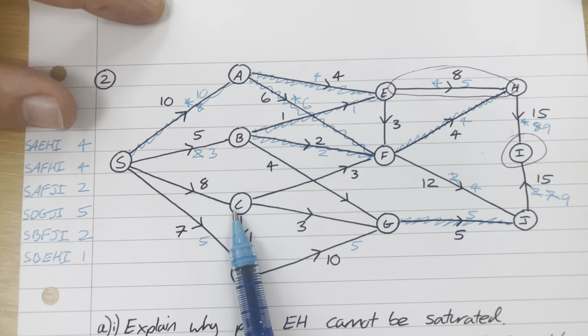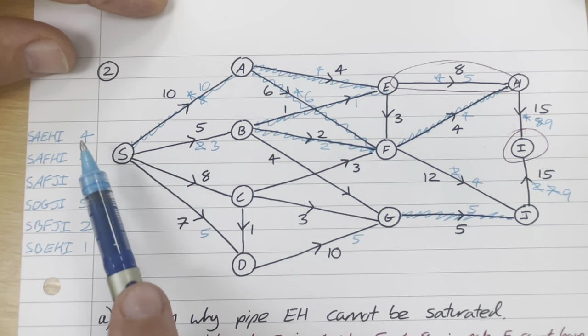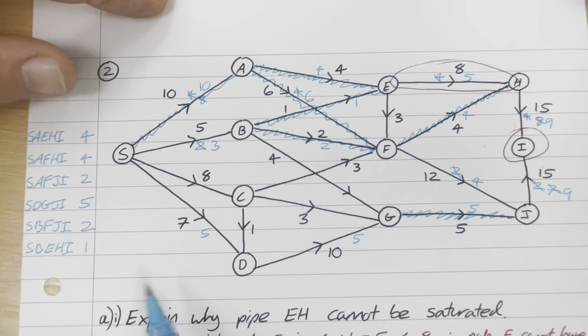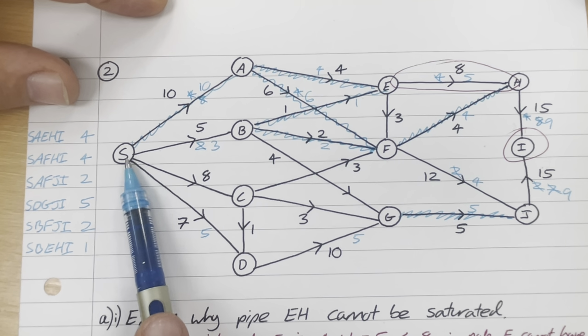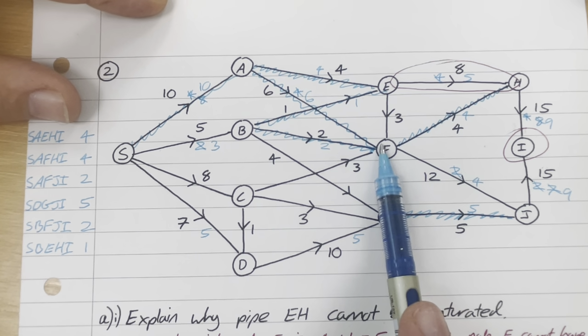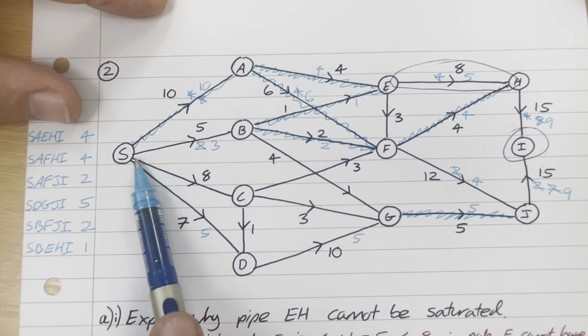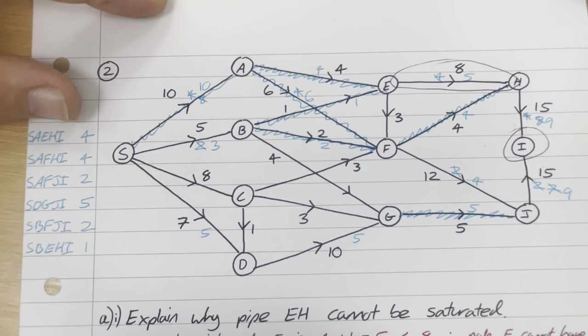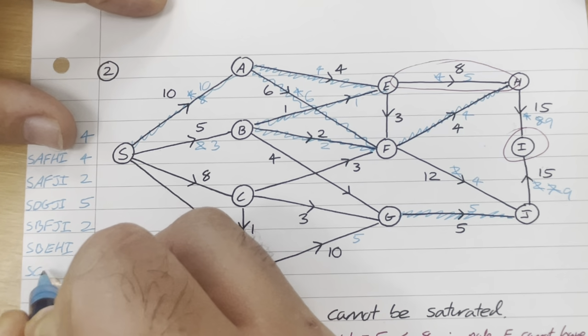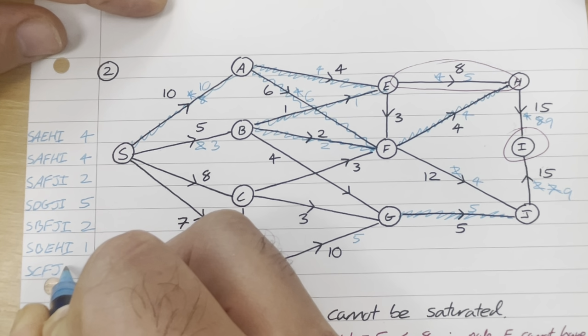Let's go back down to S to C. What am I on? 10, 15, 16, 17, 18. I've got 3 left I can push through. So let's try 3 that way, 3 that way, 3 that way, and 3 that way. Yeah. S, C, F, J, I. So S, C, F, J, and I.